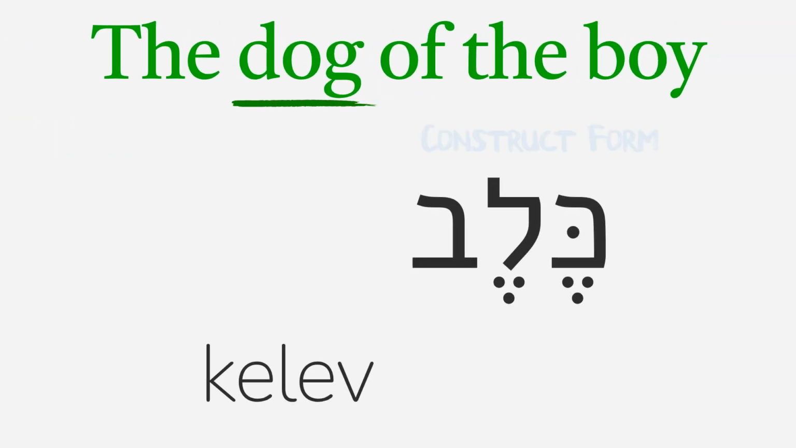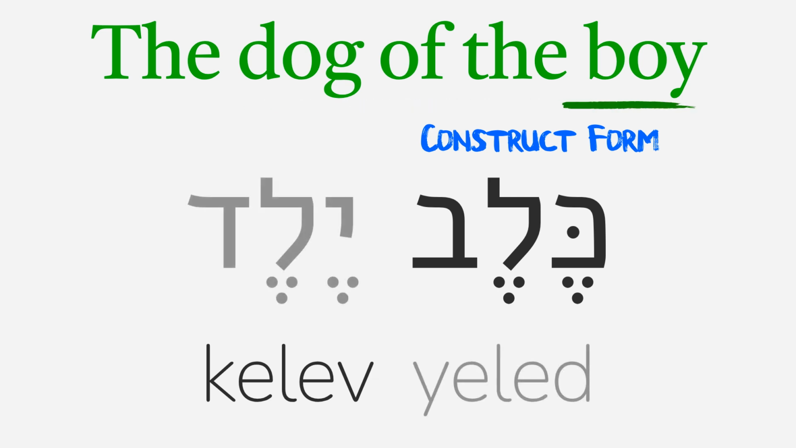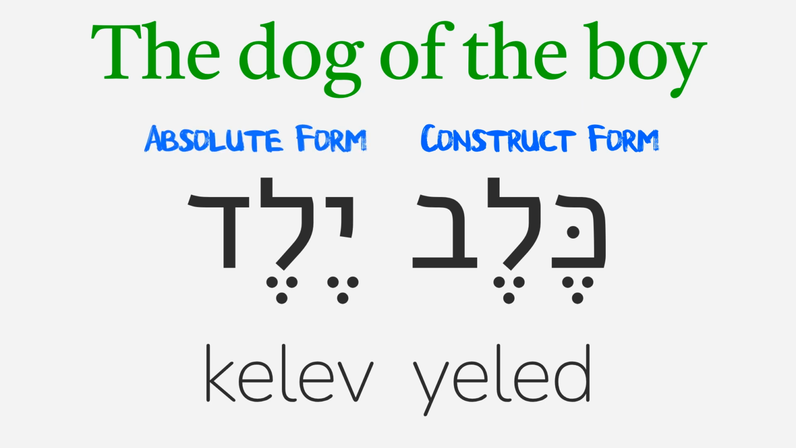If we want to use the construct form to say the dog of the boy, we put the noun kelev in construct form, which is actually the same as its absolute form, kelev, and immediately follow it with the noun yeled, boy, in absolute form. Even though kelev is the same in absolute and construct form, we can tell it's in construct form here because it is immediately followed by another noun, yeled, with no conjunctions or anything in between. So far we just have kelev yeled, which means a dog of a boy.